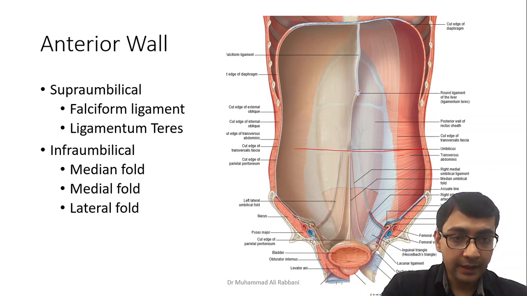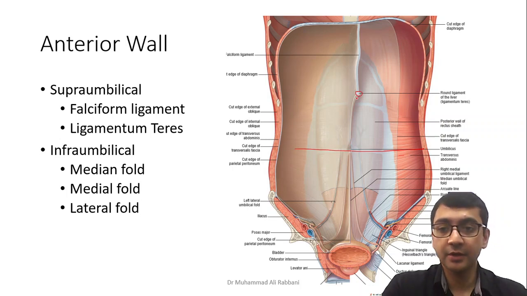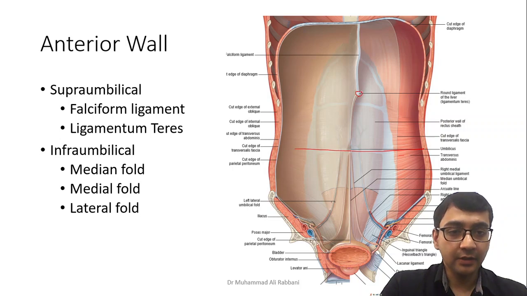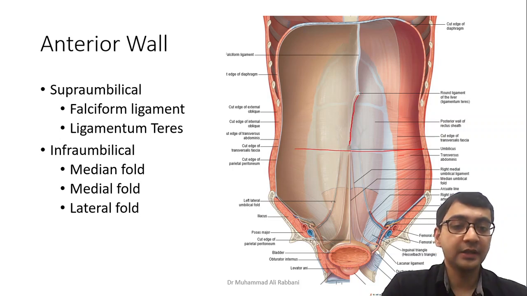This layer has a thickening at the lower free margin, known as the round ligament of the liver or ligamentum teres. It's an embryological remnant of the left umbilical vein, and here you can trace it back all the way into the umbilicus at the lower margin of the falciform ligament.